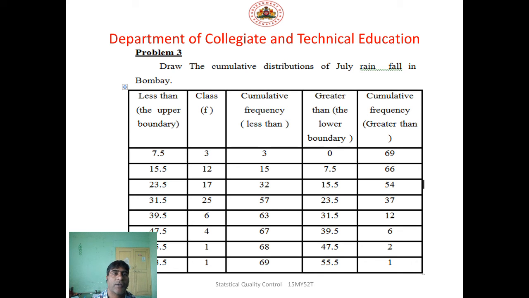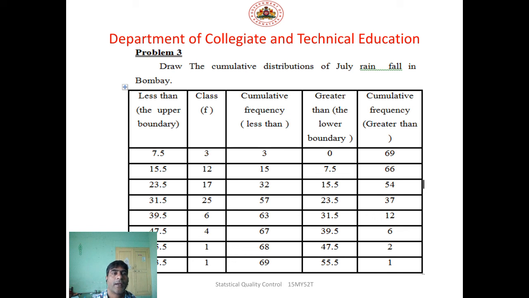So greater than value, greater than 0. Okay, so see in the table, for greater than 0 all the values are greater than 0 only. So we are getting 69. So we don't have any number equal to 0. Next 7.5: 69 minus the first class frequency 3. 69 minus 3 will get 66.